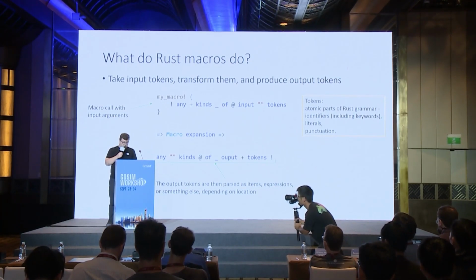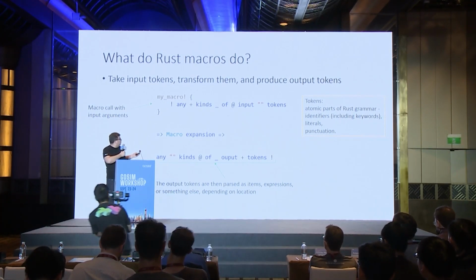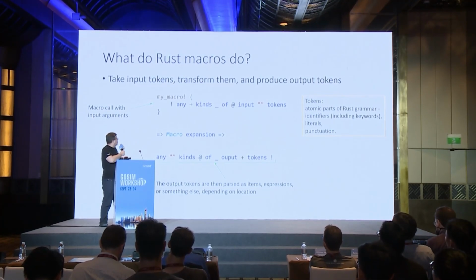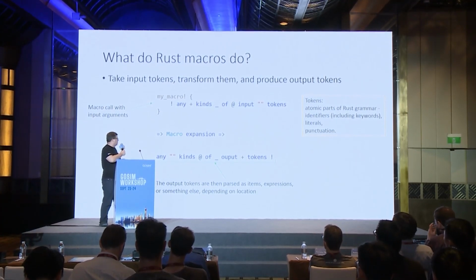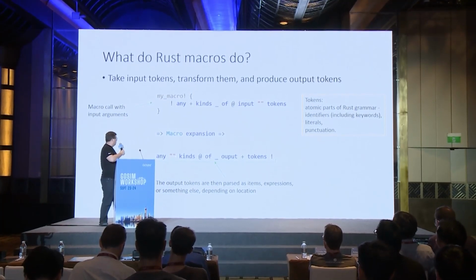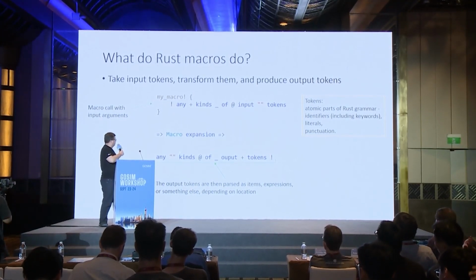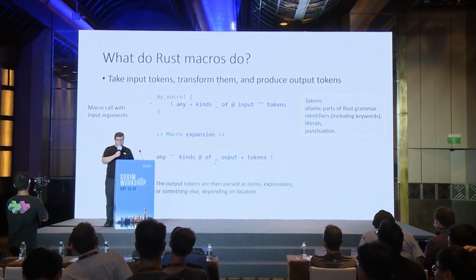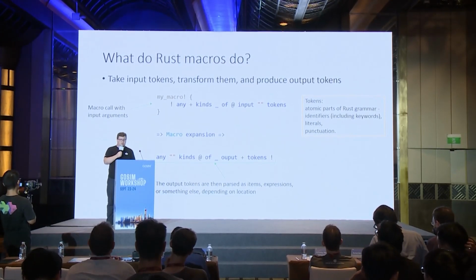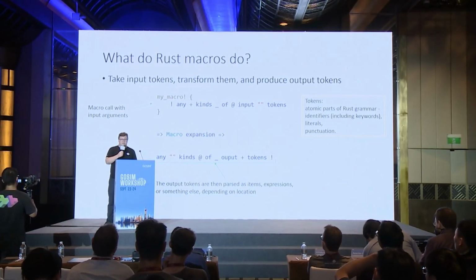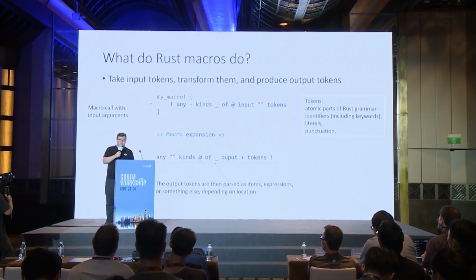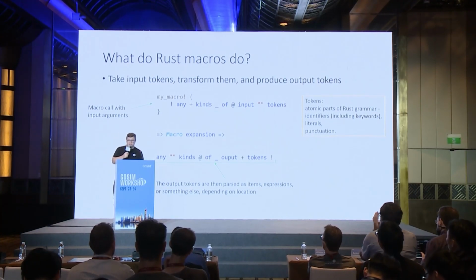So for example, here we see a sequence of tokens, and we see a macro invocation. Then macro expansion happens, and somehow this macro transforms this token sequence and changes the order of non-identifier tokens. Then tokens outputted by the macro are parsed, and they can be parsed as an expression or a type or an item or something else depending on its position in code.